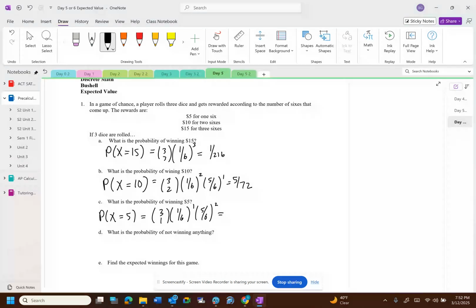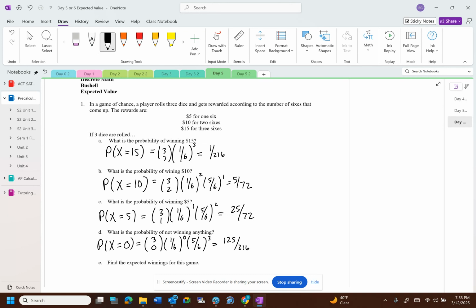And that will come out to be 25 out of 72. What's the probability of not winning anything? Well, different ways you could calculate this, but the probability of winning $0 is you have no successes, right? You get no 6s. 3 choose 0, 1/6 to the 0, 5/6 to the third. And that is the most likely outcome here, 125 over 216. Okay, so we've got that.